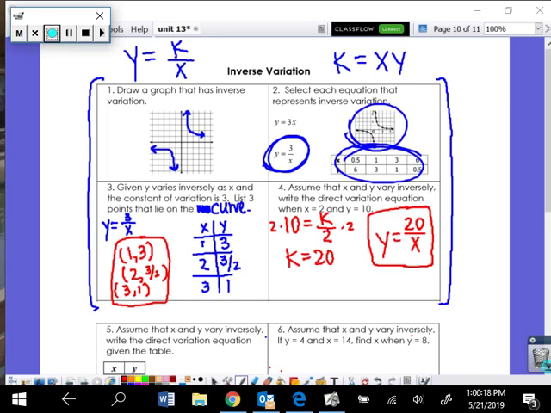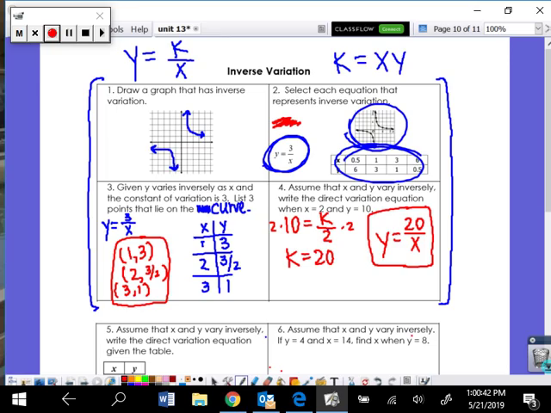All right, so here are the answers. We've got number 1, our graph. Make sure it's not crossing the x or y axis. It does not go through the origin. It's a hyperbola. Number 2, that really should have said, I guess, select each equation, table, or graph that represents the inverse variation. So you have 3 out of the 4. Y equals 3, that's direct variation, so that is not an answer.